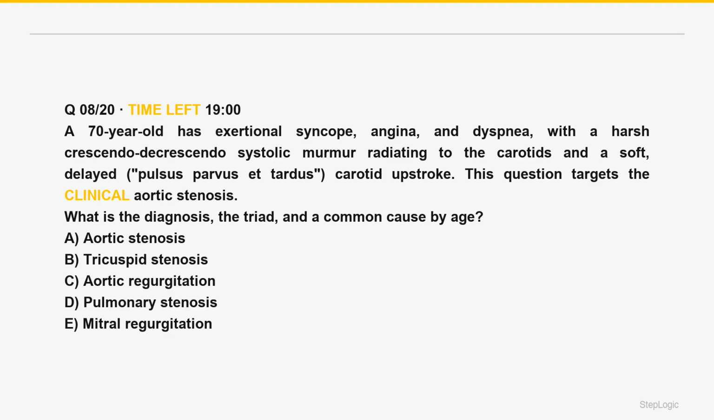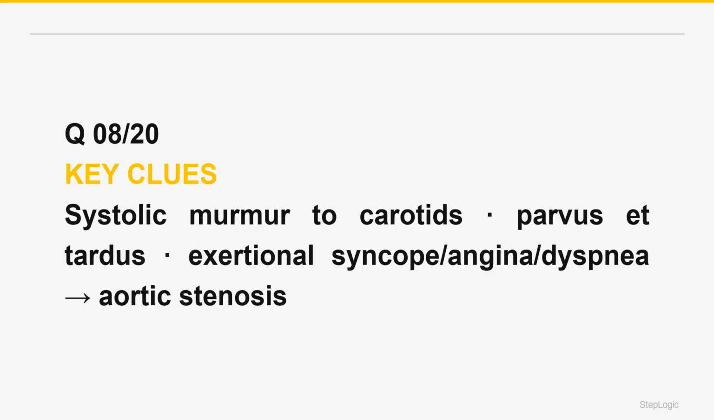Read the command: diagnosis, triad, cause by age. Crescendo-decrescendo systolic murmur to the carotids, parvus et tardus, exertional syncope, angina, dyspnea: aortic stenosis, the SAD triad. Calcification in the old, bicuspid valve in the young. This revisits aortic stenosis from the clinical angle.